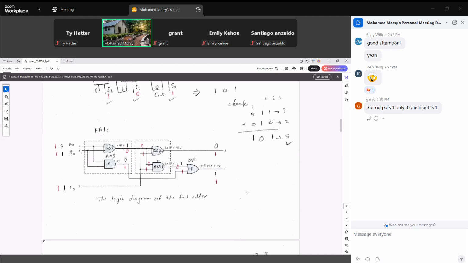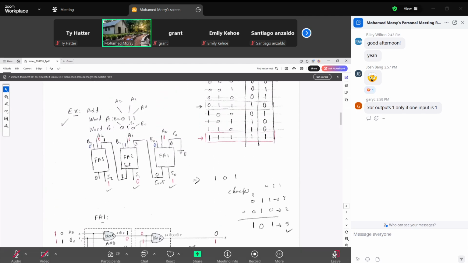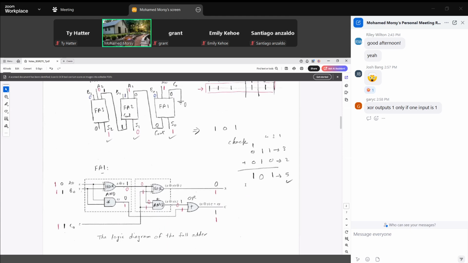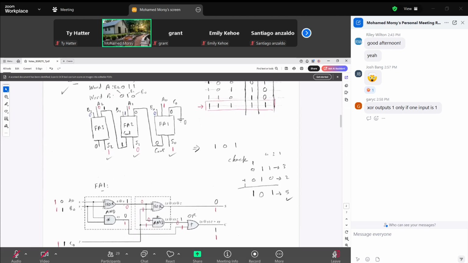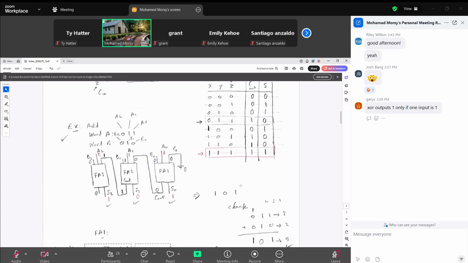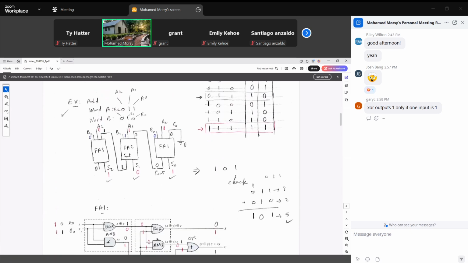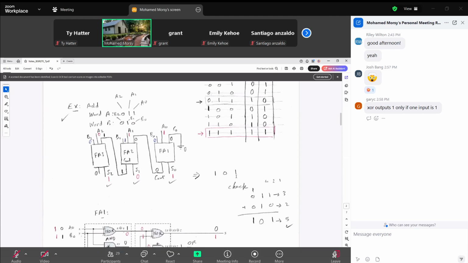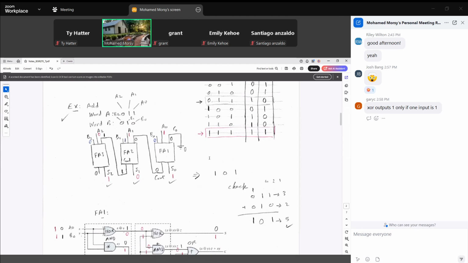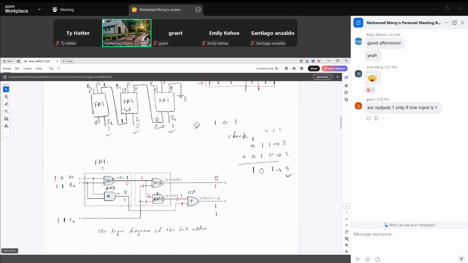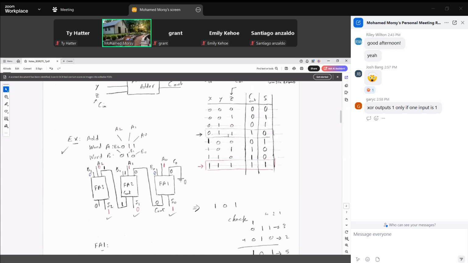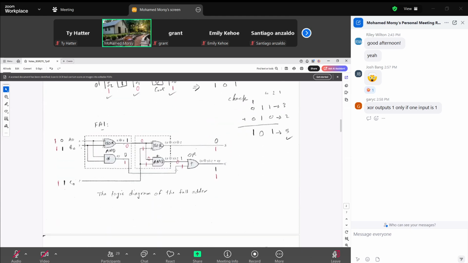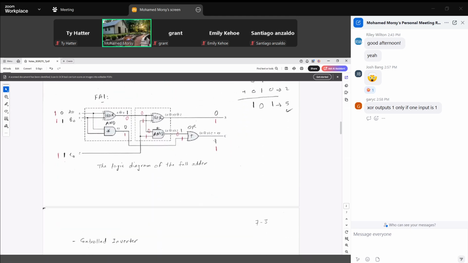So if we look at 0, 1, like A0, B0, C0, like XYZ, so like 0, 1, 1 here, in the truth table we have sum 0 with carry 1. Sum 0 with carry 1.